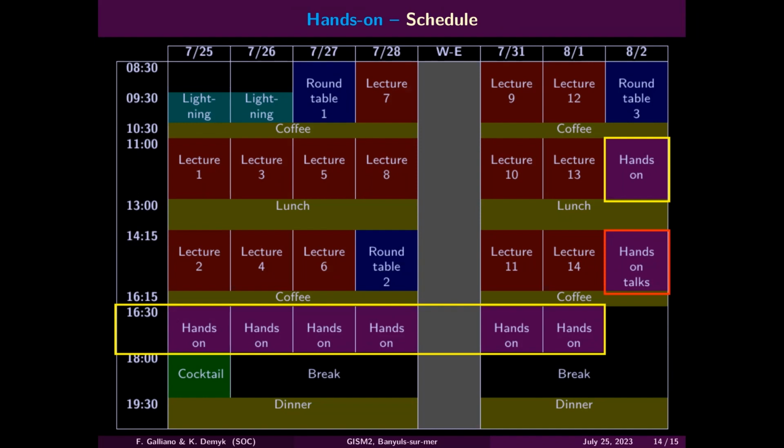All the hands-on sessions are in the afternoon at 4:30 p.m., except on the last day, when it is in the morning. Each session lasts 1 hour and a half, except the last one, which lasts 2 hours. On the last day, there will be a session with a presentation of the work each group did during all the sessions. What we did last time is that several students were talking about what they did during the work.